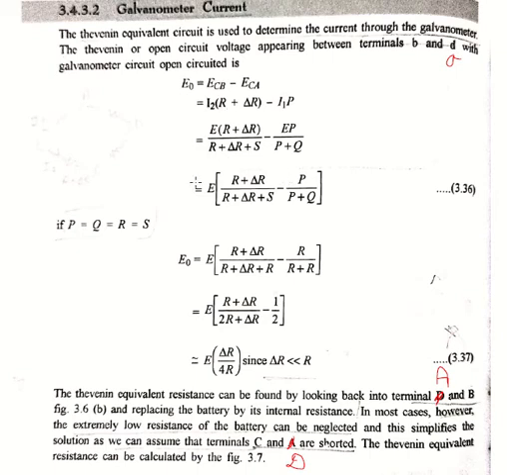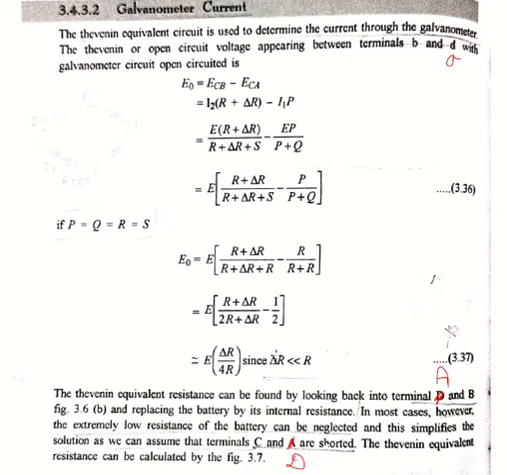If we consider P, Q, R, S as equal arms and substitute, we get E naught equals E(R plus delta R) divided by (R plus delta R plus R) minus R divided by (R plus R). And by solving this, we have E naught equals E times delta R divided by 4R. Here in the denominator we have neglected the delta R as it is very small compared to R. Basically it's a disturbance.